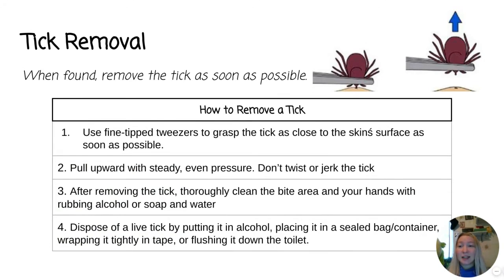When you find a tick, there is a specific way that you should remove it safely. First, use fine-tipped tweezers to grasp the tick as close to the skin surface as possible, and then pull upward with steady, even pressure. Make sure you don't twist or jerk, because you can get part of the tick stuck inside of you, and it'll be really hard to get the rest of it out, and it can release its bacterium inside of you if you break it off like that. After you remove the tick, thoroughly clean the bite area and then your hands with rubbing alcohol or soap and water. Then dispose of the tick by putting it in alcohol, placing it in a sealed bag, wrapping it tightly in tape, or flushing it down the toilet.